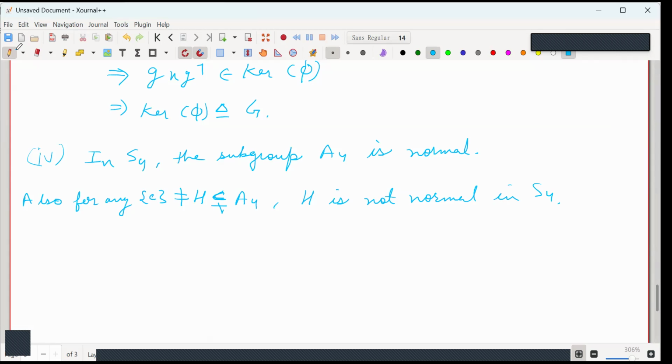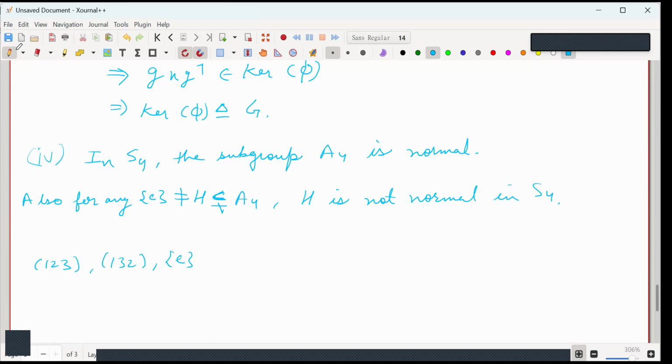Okay. So anything which you find inside A4, for example, the group generated by a 3 cycle inside A4. So a 3 cycle is inside A4 and the subgroup has order 3. So that subgroup will have only 3 elements. For example, you take (1 2 3), the group generated by it will have (1 2 3), (1 3 2), and identity. So this is a subgroup sitting inside A4, but it will never be a normal subgroup in S4.